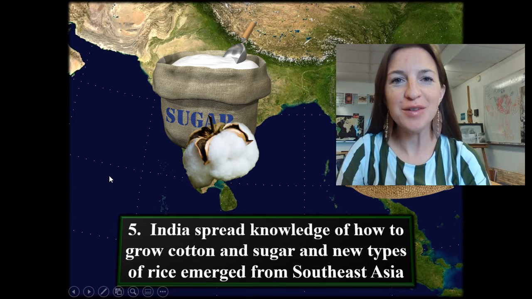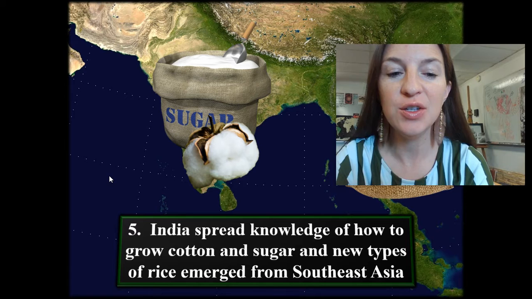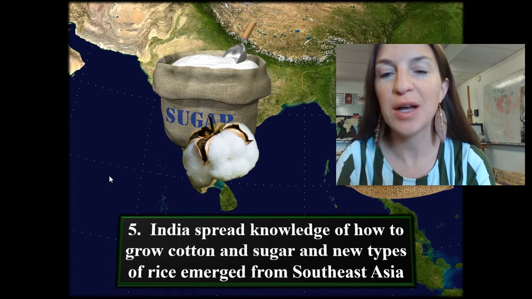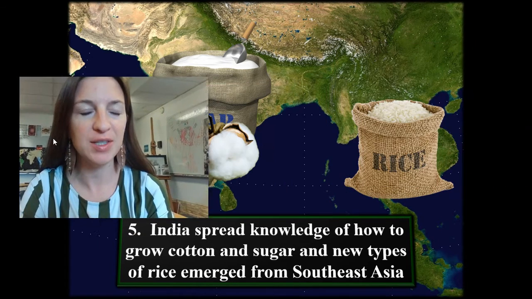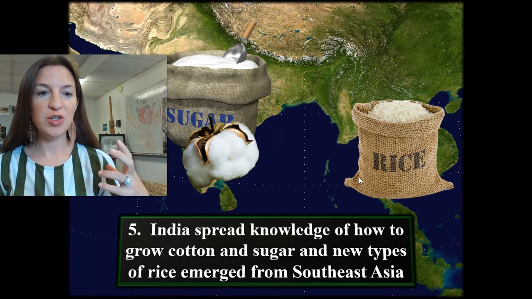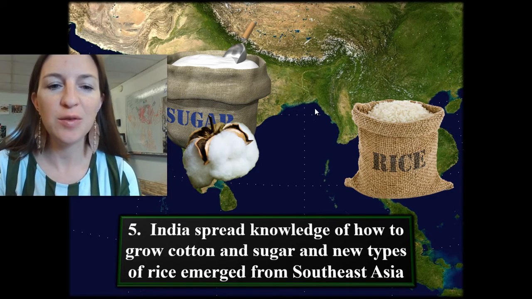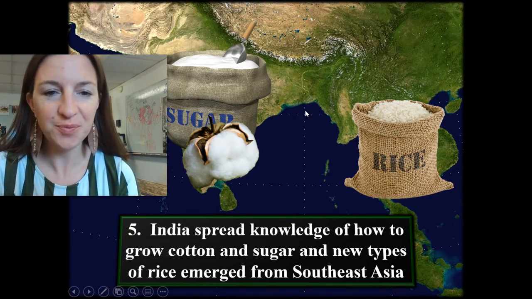This is note 5 on day 41b. India spread the knowledge of how to grow cotton and sugar, and new types of rice emerged from Southeast Asia. I think we talked about that rice previously. That was the rice that you could plant and grow 2 entire crops worth in a year. So it really helped the food production in Asia.